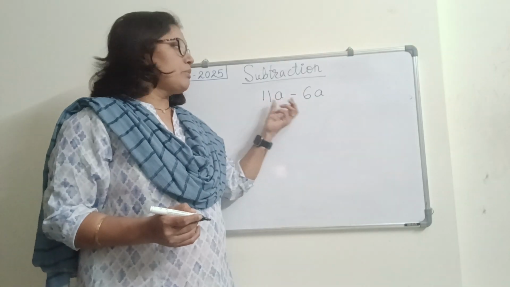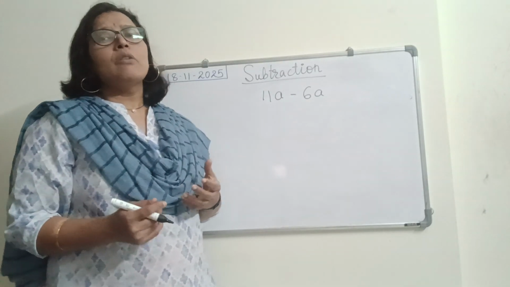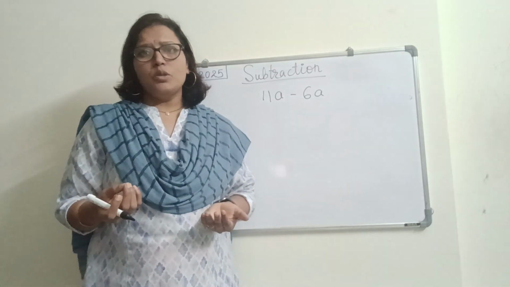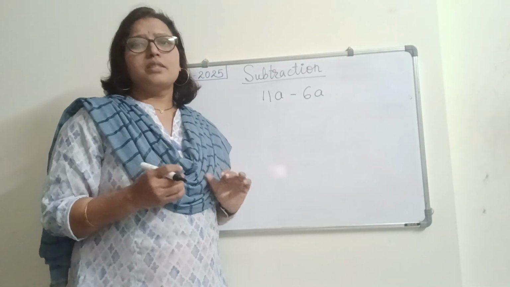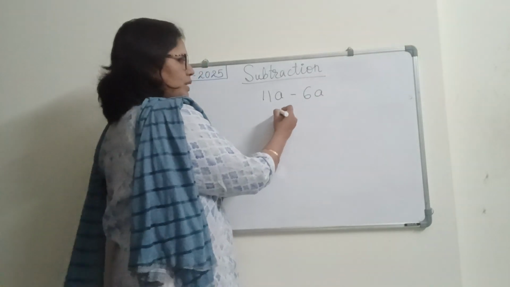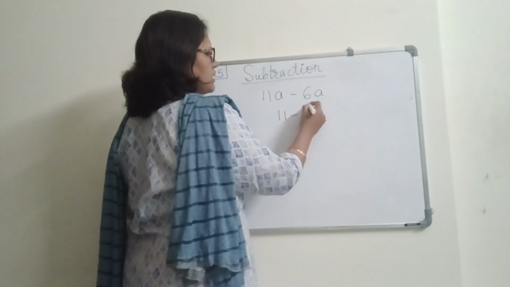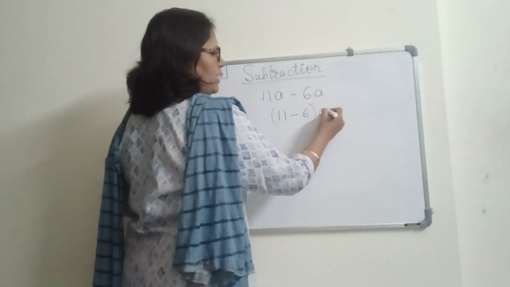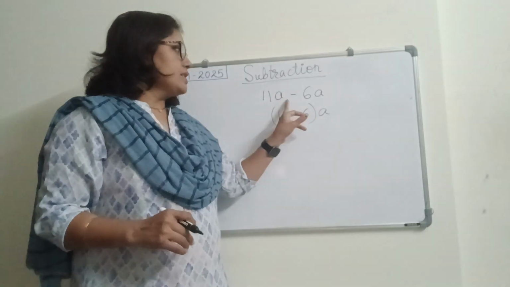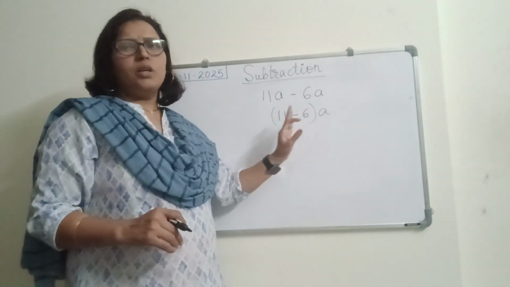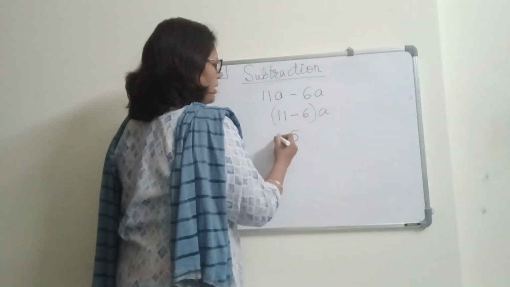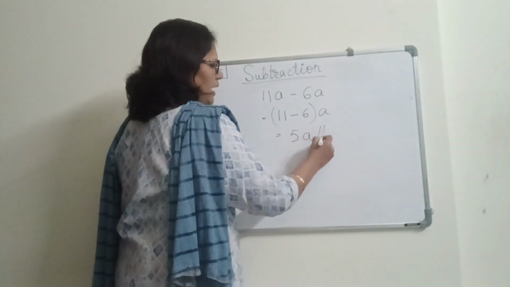How to subtract 6a from 11a? Because they are like terms, we can easily subtract. If like terms are there, it's very easy to subtract. If unlike terms are there, then it is difficult to subtract. But now here like terms are there. So take 11 minus 6 in one square bracket, because a is common in both. So take the a out. 11 minus 6 is 5. So 5a is your answer.